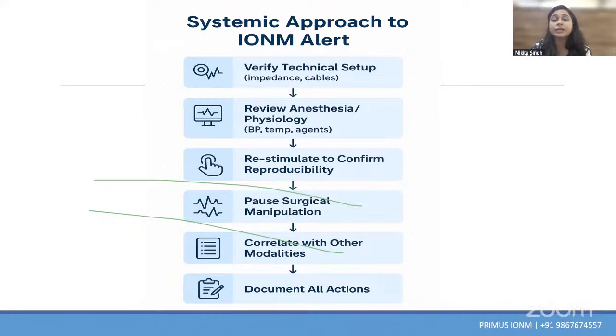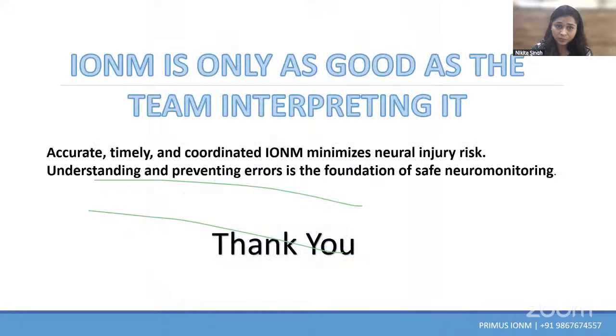Then if there is any loss in the responses, re-stimulate to confirm the reproducibility. If there is any loss, recheck the MEPs again and again. And once it is done, confirm and then inform the surgeons. Pause if there is any surgical manipulation. If the responses have gone, you need to pause the surgical manipulation. Correlate it with the other modalities which you have currently, for example, SSEP, D-wave, or any raw EMGs, and document all the actions which you are going to perform.